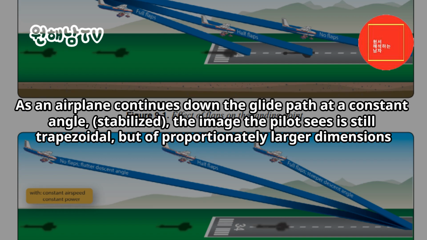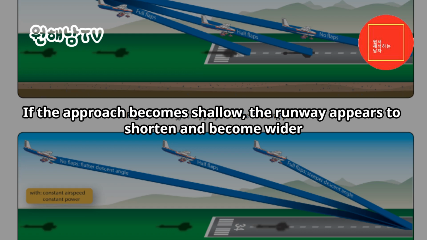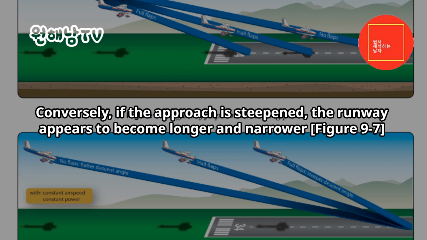As an airplane continues down the glide path at a constant angle, stabilized, the image the pilot sees is still trapezoidal, but of proportionately larger dimensions. In other words, during a stabilized approach, the runway shape does not change. Figure 9-6. If the approach becomes shallow, the runway appears to shorten and become wider. Conversely, if the approach is steepened, the runway appears to become longer and narrower.